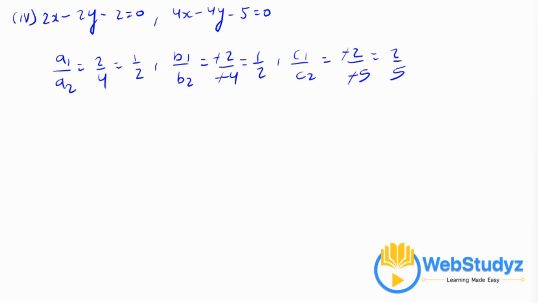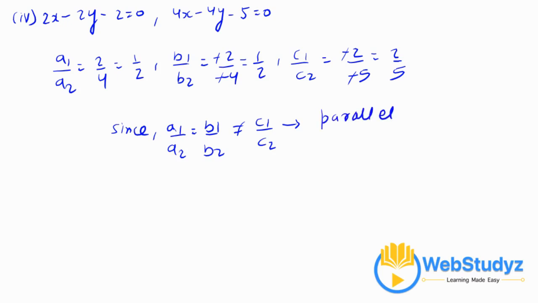So as we can see, since a1 by a2 is equal to b1 by b2 is not equal to c1 by c2, the linear equations are parallel to each other, plus having no possible solution, and these linear equations are inconsistent.